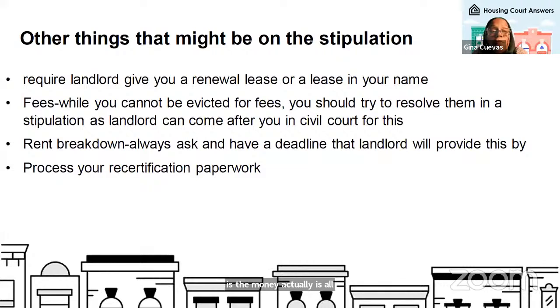And process your recertification paperwork. A lot of times, some people are in court because recertification was not done in a timely manner. So in a stipulation, you would see the tenant will be allowed 30 days to go back to the office to recertify their Section 8 or their subsidy.